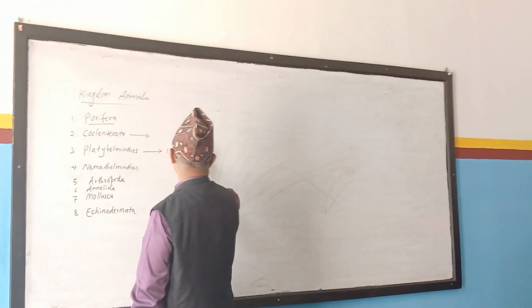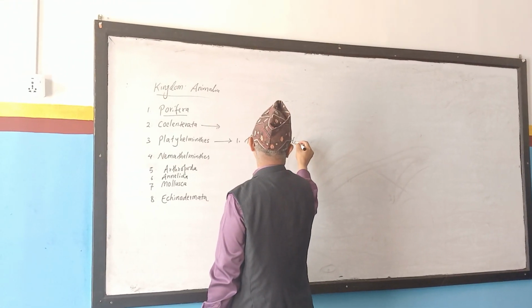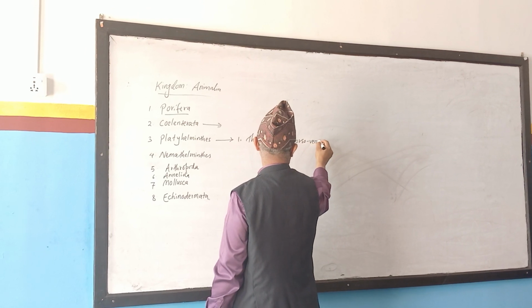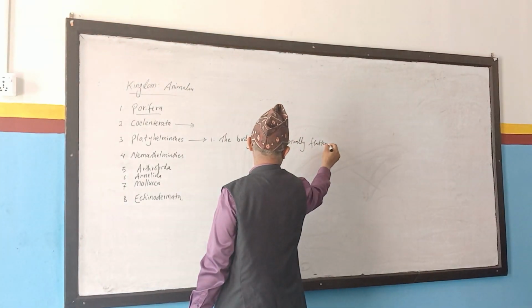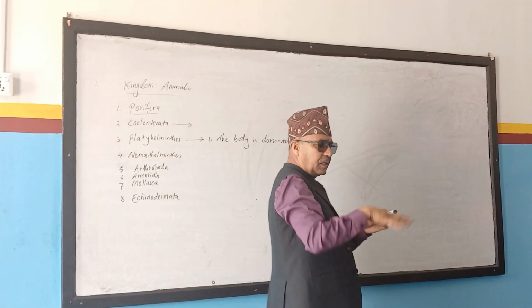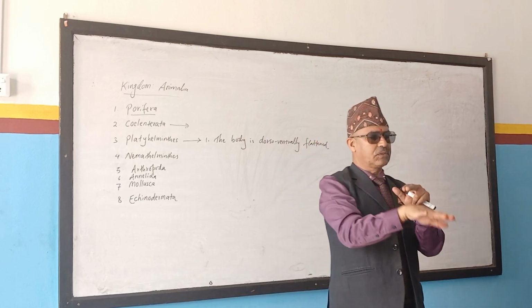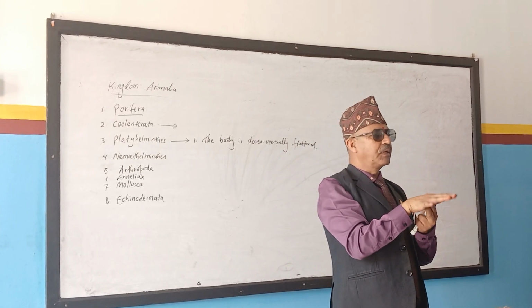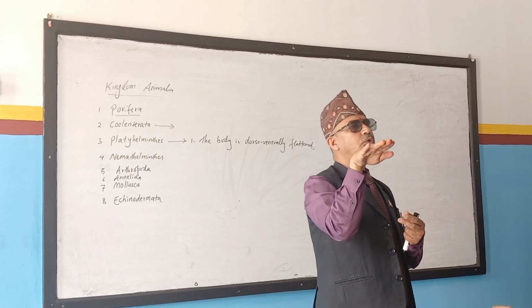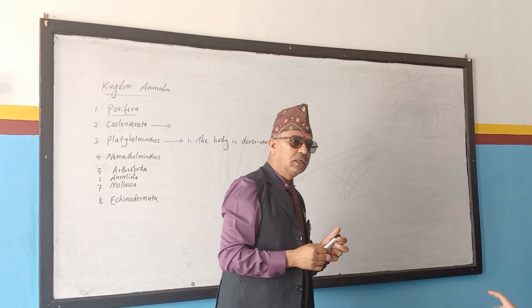Platyhelminthes. The body is dorso-ventrally flattened. Their body is flat from dorsal side to ventral side, dorsal and ventral. This upper side is called dorsal side, lower side is called ventral side. So the body is dorso-ventrally flat. That is one characteristic. Okay.